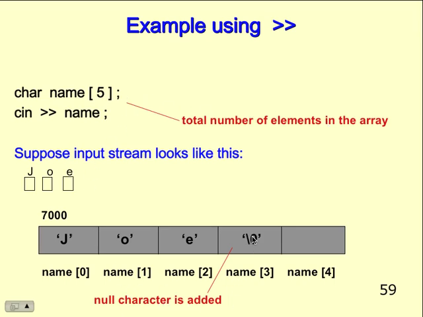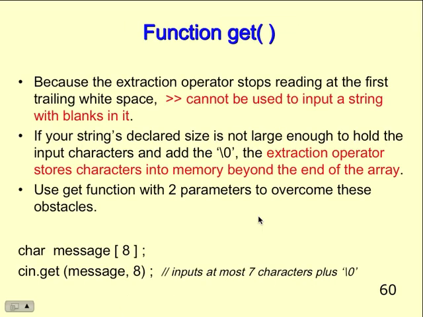and null characters added to the end. So we have 1, 2, 3 elements that were typed in plus 1. So we have 4 elements. So we have the function get, which is kind of interesting.